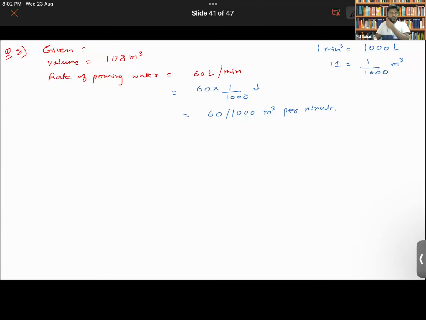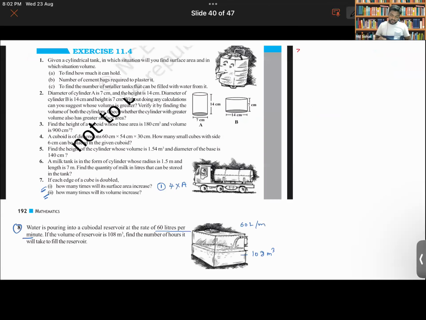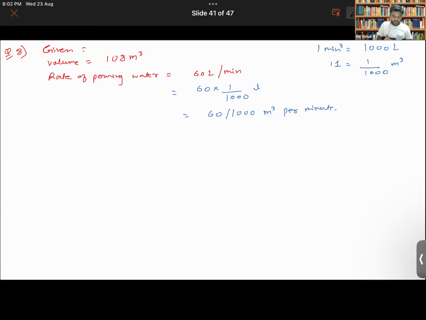No, sir. Okay. Now, what the question is asking: find the number of hours it will take to fill the reservoir. Find time in hours to fill the reservoir. So in 1 minute, how much of the tank is being filled here? Sir, 60 by 1000. Exactly.